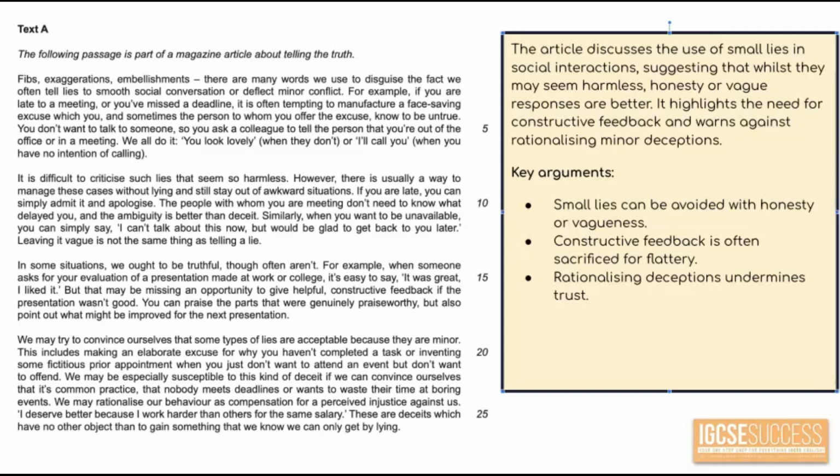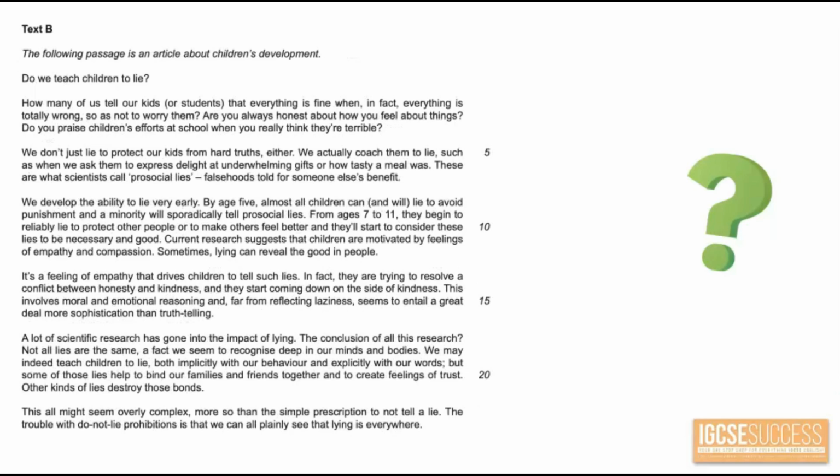And some key arguments include: small lies can be avoided with honesty or vagueness. Constructive feedback is often sacrificed for flattery. And rationalizing deceptions undermines trust. So, text B, the following passage is an article about children's development. Interesting. Do we teach children to lie?